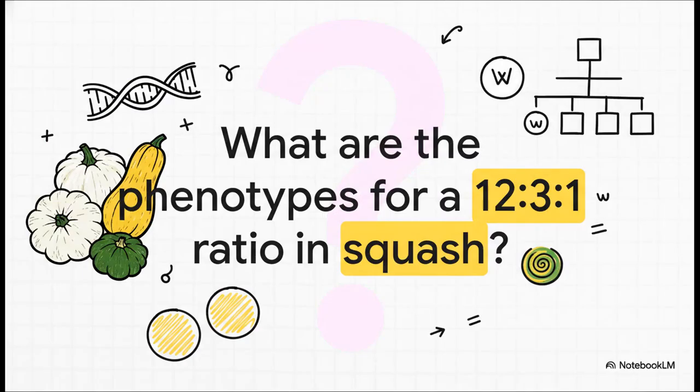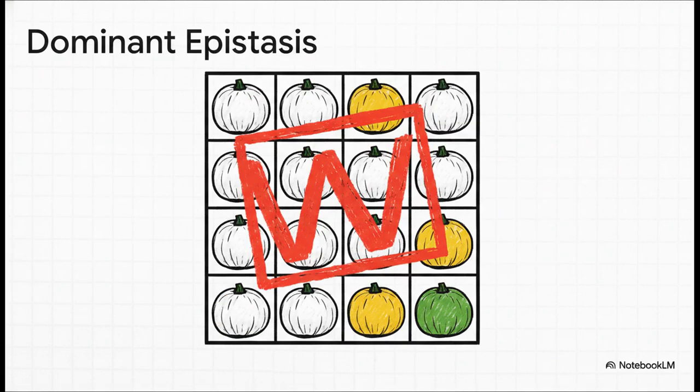Okay, so that was recessive epistasis. Now let's try a question about dominant epistasis. In squash, a dominant W allele for white color is epistatic. It completely masks the gene for yellow or green. So if you get a 12-3-1 ratio, what do the different phenotypes look like? Here's how it breaks down. That dominant W allele is like a trump card. If a squash has even one copy of it, it's gonna be white. Game over for the other color gene.